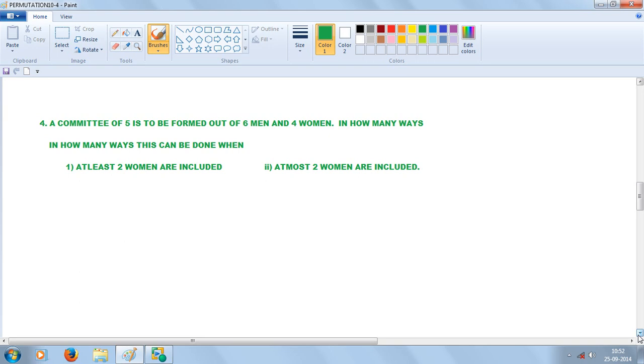A committee of 5 is to be formed out of 6 men and 4 women. In how many ways can this be done when first, at least 2 women are included, and second, at most 2 women are included. So what's the difference? At least 2 women means it can be 2, 3, or 4. At most 2 women means only either 1 or 2.